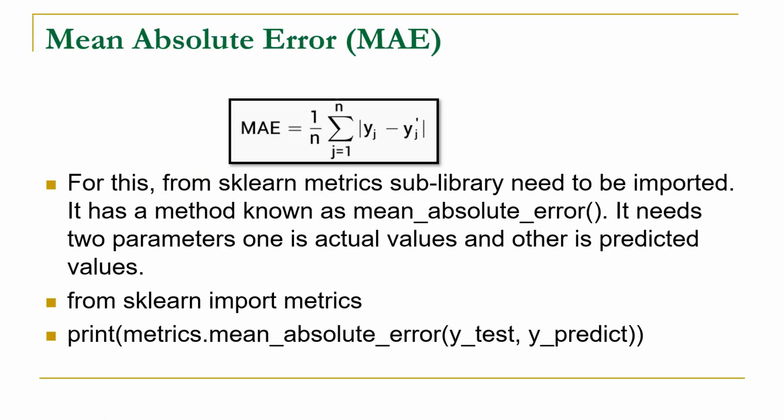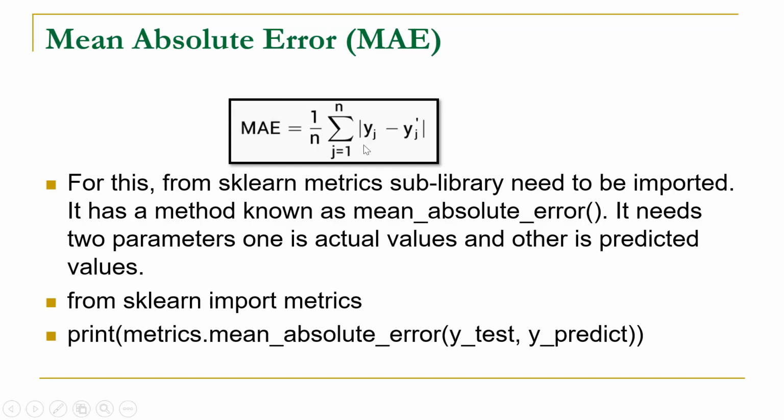We have discussed in our previous sessions that the overall objective of simple linear regression is to minimize the difference between actual and predicted values. And the difference between actual and predicted values is indicated by error. So we can check its value by using different kinds of metrics which are directly available in Python. And one such important metric is mean absolute error.